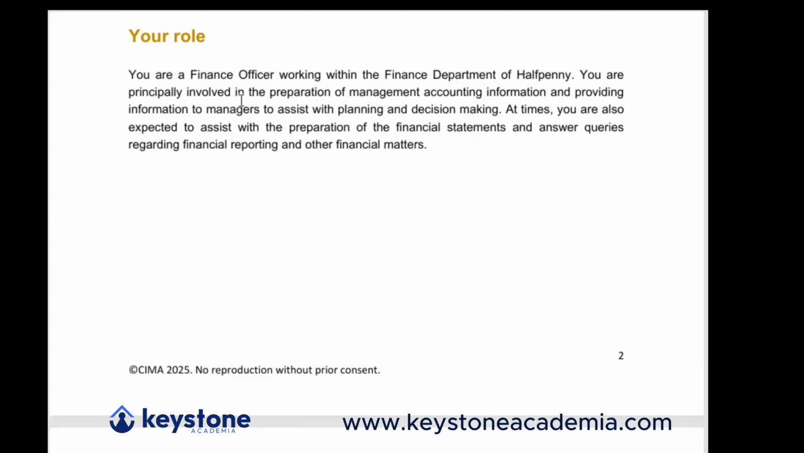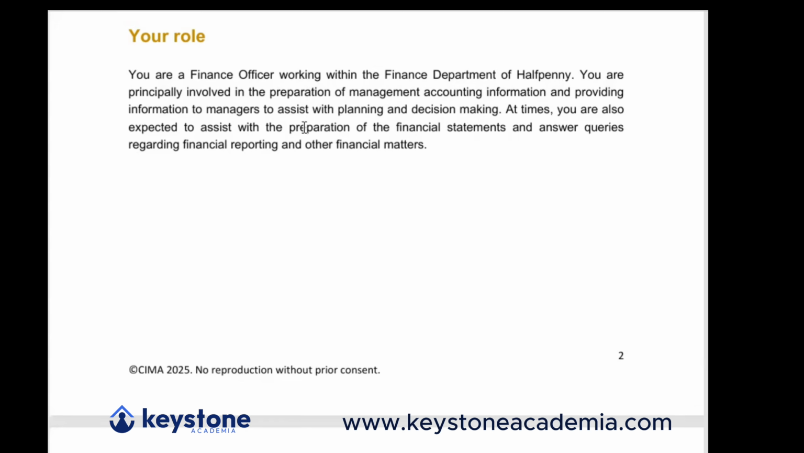You are principally involved in preparation of management accounting information, as I just discussed, and providing information to managers to assist with planning and decision making. So basically, we are dividing the organization into 3 levels: strategic level, management level, and operational level. We, being a finance officer, at the operational level, will give them data and information, which will help the middle managers to make decisions, or that will even pass on to the strategic team at the top, at the board level, to make certain decisions. That is our main role here.